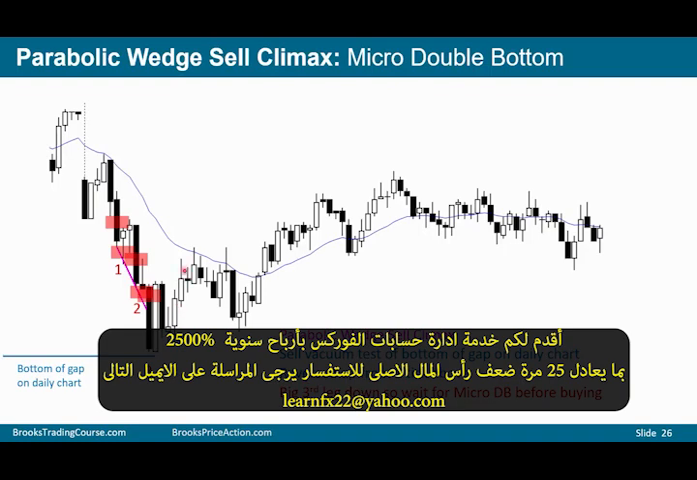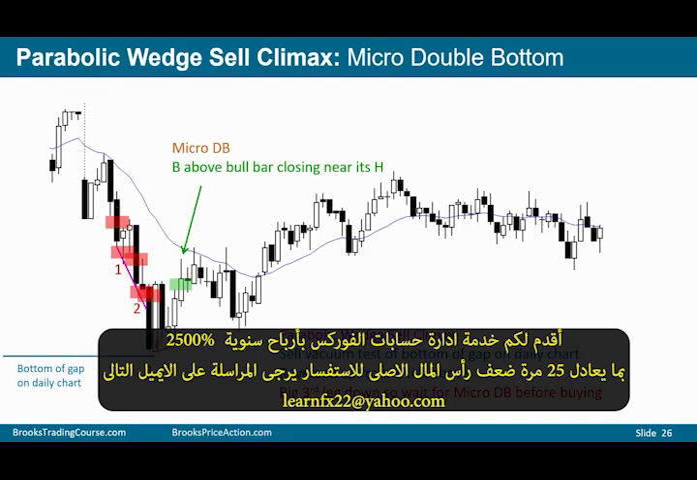And then this is a sign of bears giving up. Bulls are getting confident and will look to buy. Small double bottom, micro double bottom. Good bull bar here, good bull bar here. Good context.